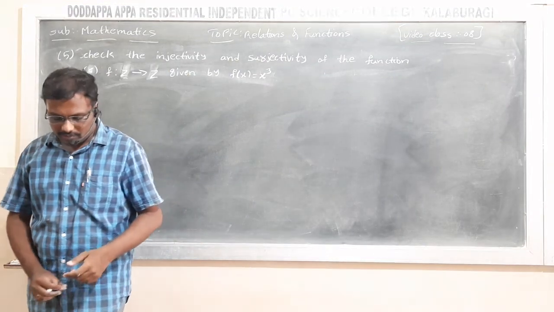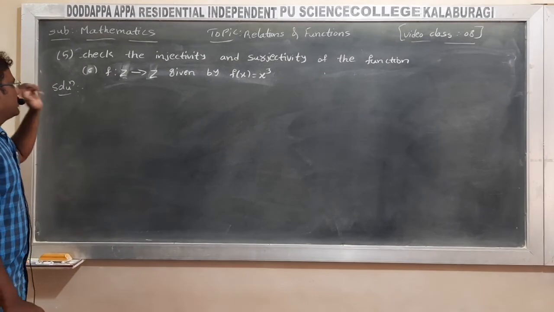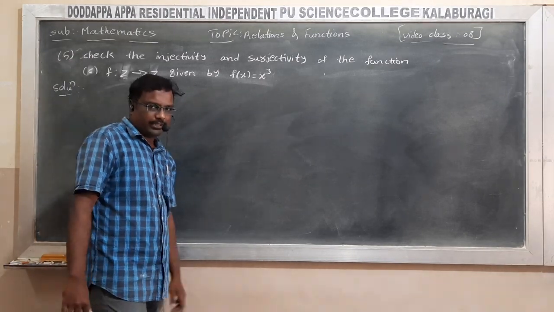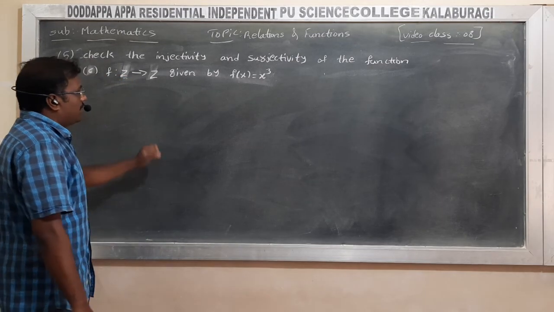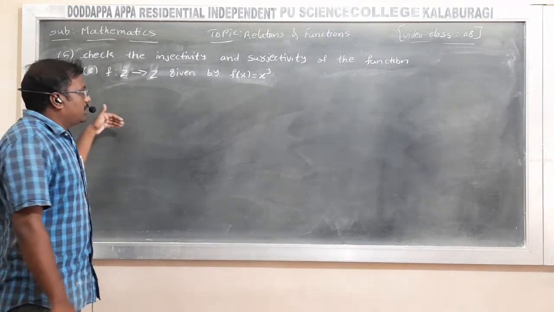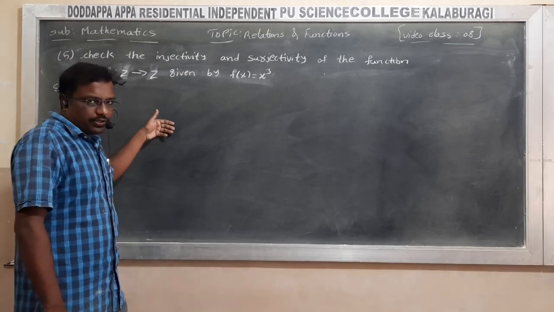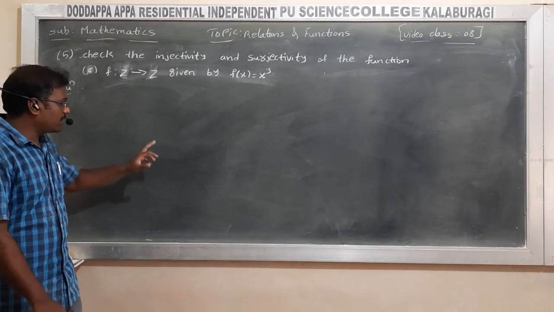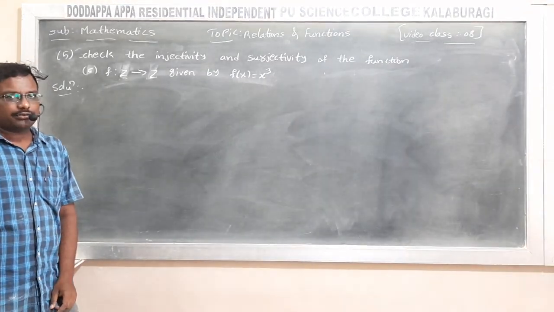Okay, so this problem you can try at home. See what is given: f from Z to Z given by f of x equal to x cube. So as usual, first consider f of x1 equal to f of x2, x1 cube equal to x2 cube. But when you remove the cube here, it will not come plus or minus; directly you can take x1 equal to x2.